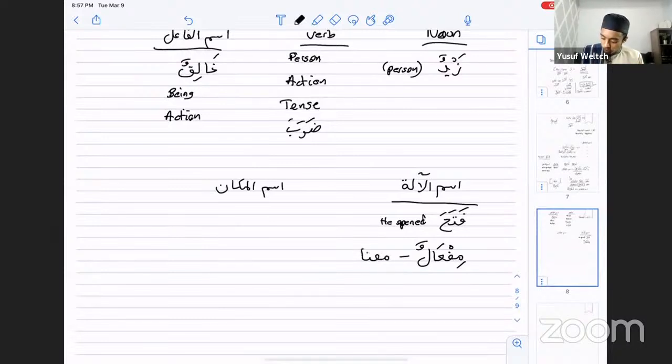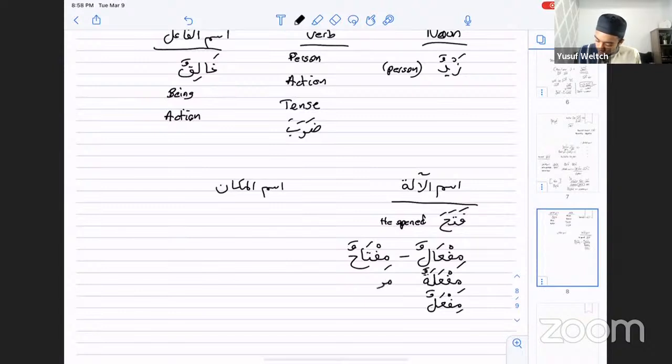So miftahun is what? What is a miftah? Key. Key, right? So a key, what does a key do? Opens door. Good. So it's alatul fath, the instrument of opening something. So a key. It's either mif'alun or mif'alatun, or mif'alun. These are the three patterns, the most common patterns.